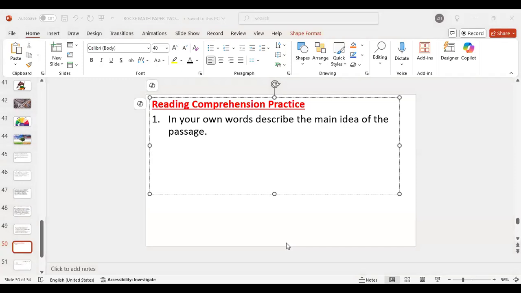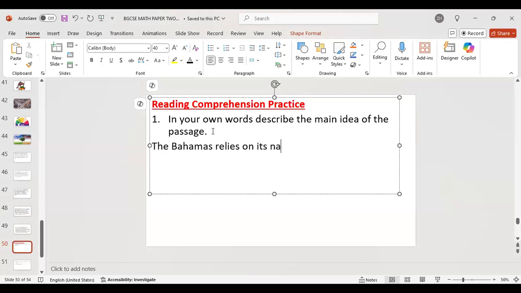No problem. So when they say fragile, it means that if you don't take care of it, you can lose it. So we could say that the main idea is that the Bahamas relies on its what? Natural resources.